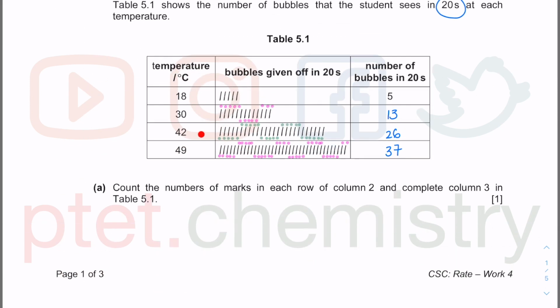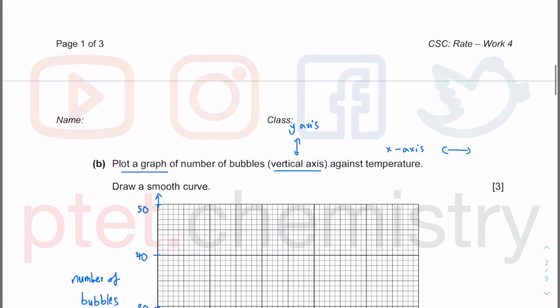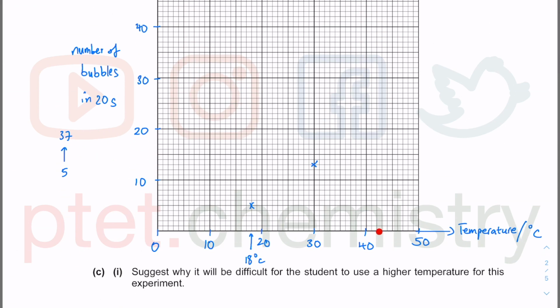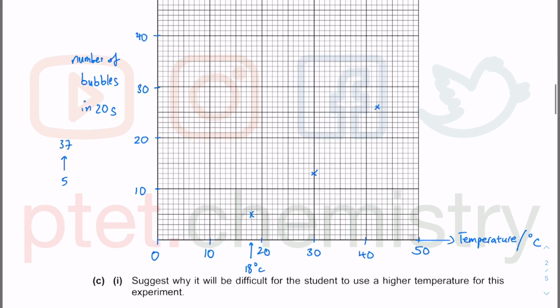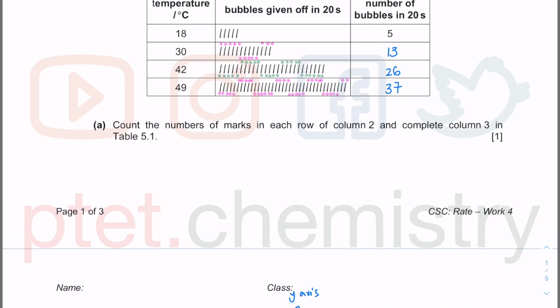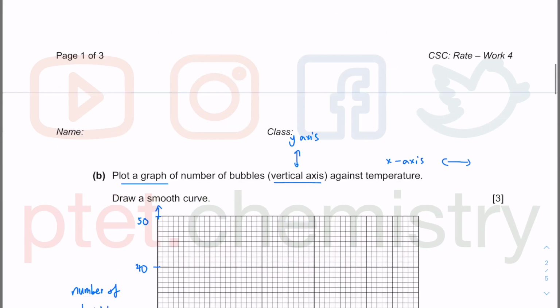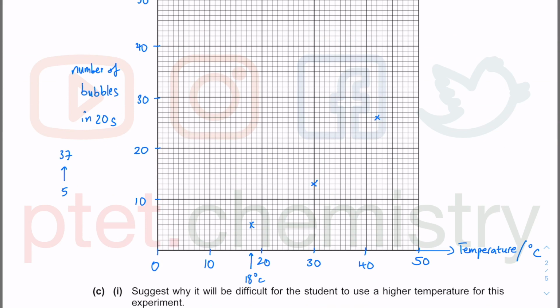The next one, 42 degrees Celsius, 26 bubbles. 42 degrees Celsius is there, and 26 bubbles is going to be there, there's 25, there's 26. Next up, you have 49 degrees Celsius and 37 bubbles. That is 49 there, just one small square below 50. And 37 is 35, because it's 30 and 40, 35 is there, 36, 37.